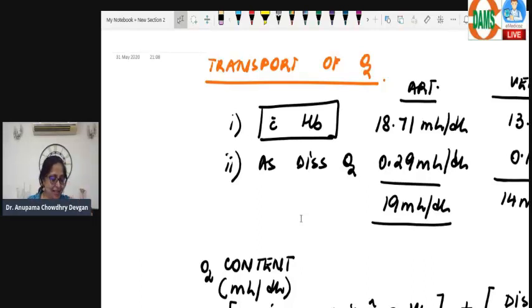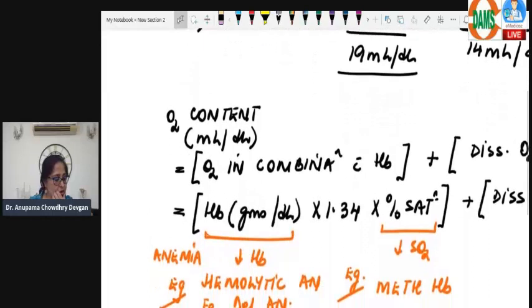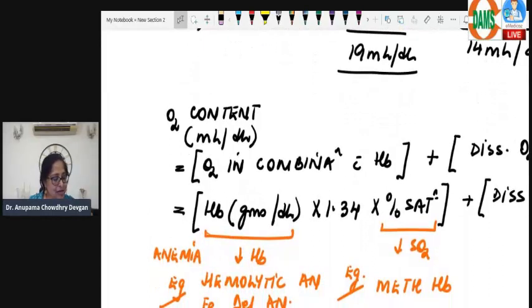All right. Now I was trying to tell you about oxygen transport, and we said how to calculate oxygen content. Oxygen in combination with hemoglobin is hemoglobin in grams per deciliter into 1.34 into percentage saturation. Anemia is a decrease in the oxygen carrying capacity, and it could be due to a reduction in hemoglobin. That means hemolytic anemia, iron deficiency anemia, or it could be, for example, methemoglobinemia.